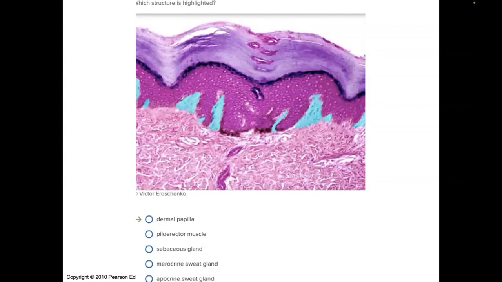Okay, now we've got these ridges here. They make these mounds called papilla, dermal papilla. These are involved in making the fingerprint. Dermal papilla. They're extensions of the dermis going up. It's involved in making the fingerprint.